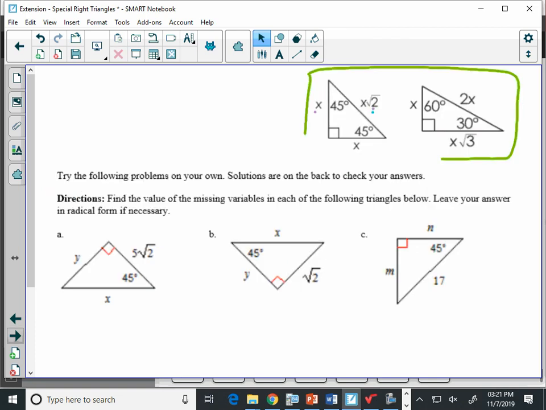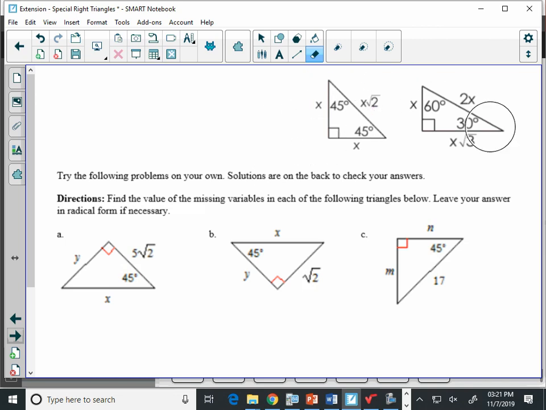So now, if you want to, you can pause the video and try these practice problems on your own. If you feel like you need to watch more examples, I'm going to go ahead and do these now. The solutions are on the back, so you can check your work, or if you just feel like you need to watch more, you can.